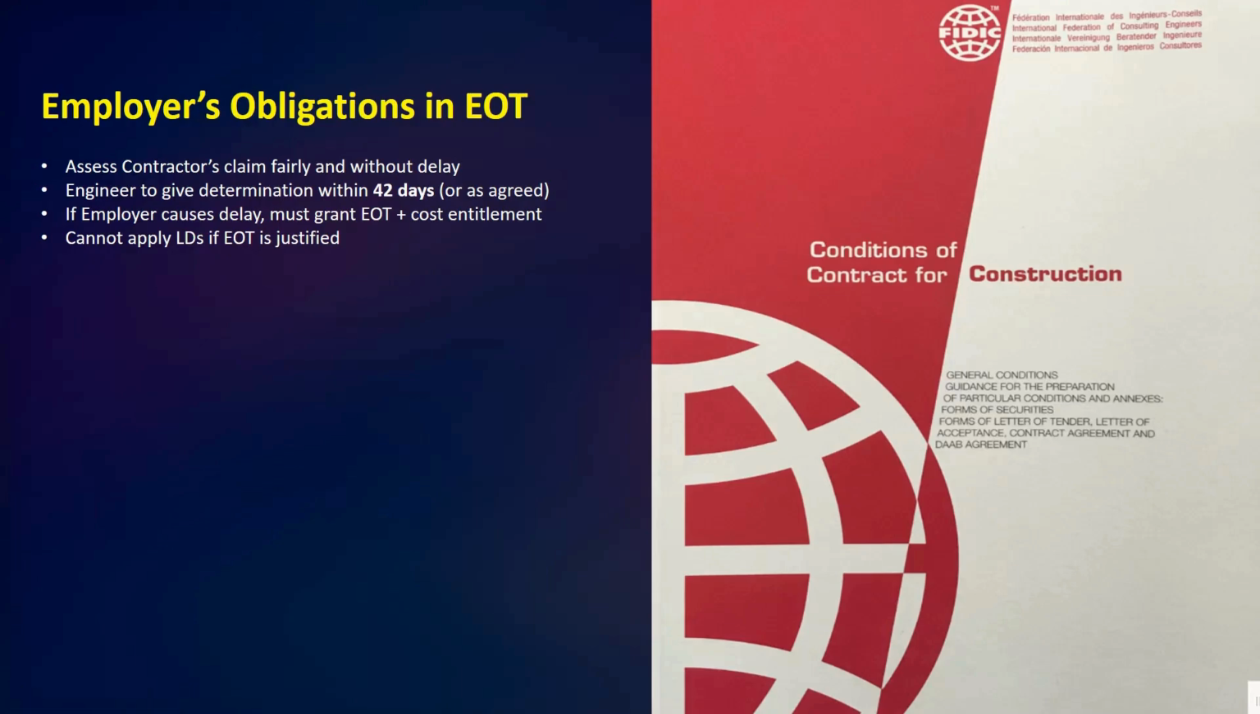Okay. So first, the engineer must review the claim fairly and without unnecessary delay. And second, they should give a determination within 42 days or within the agreed period. So if the employer caused the delay, for example, by late approval or site access, they must not only grant EOT but also pay cost compensation. Most importantly, LDs, the liquidated damages, cannot be applied for the period that is covered by an approved EOT.